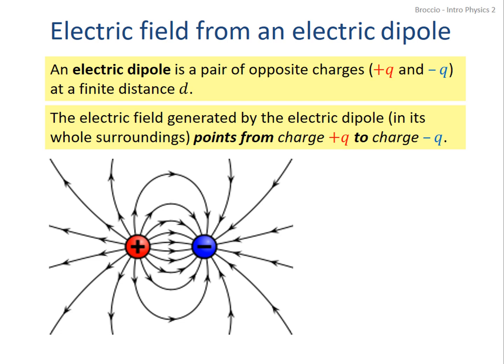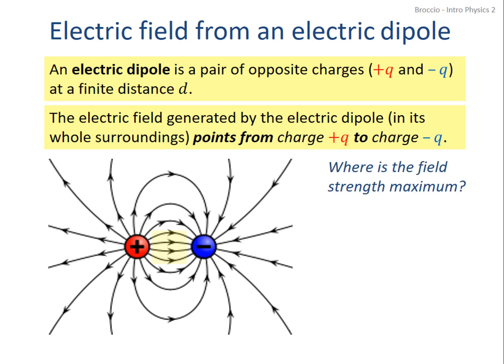We can make sense of them by pretending to put a test charge at some point. For example, if you put a positive test charge along the line between the positive and negative source, then that positive charge will be repelled by the plus q and attracted by the minus q, eventually sticking to the minus q charge. So if you are asked where the electric field strength is maximum, the answer would be the midpoint of the line joining plus q and minus q.